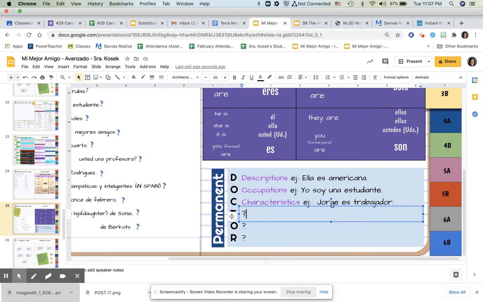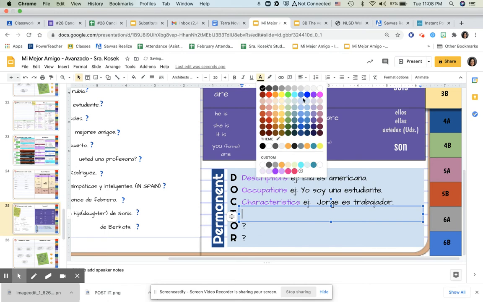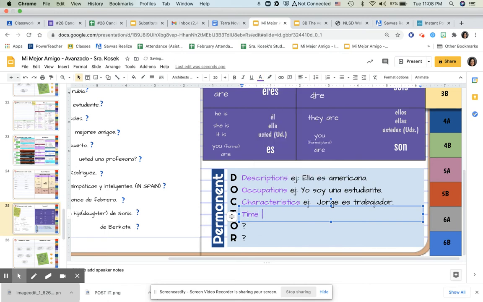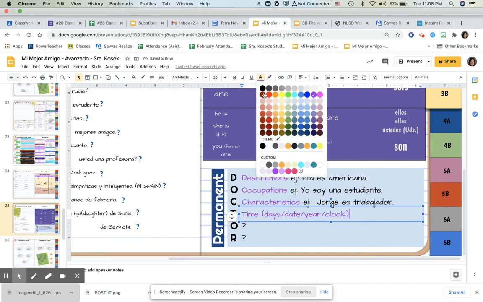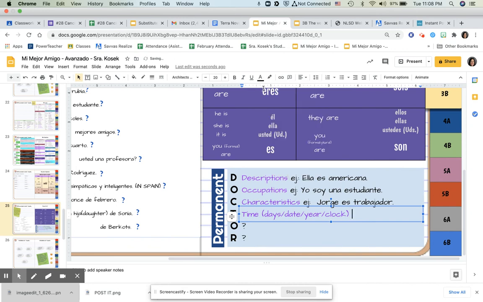C, characteristics. Okay, T is very vague, but it kind of stands for time. I'm going to put that in parentheses. Remember, time can either be days, date, years, and like thinking of the clock. So we'll do the year because I know I don't have that as an example. Maybe the other ones are on the homework for tonight.